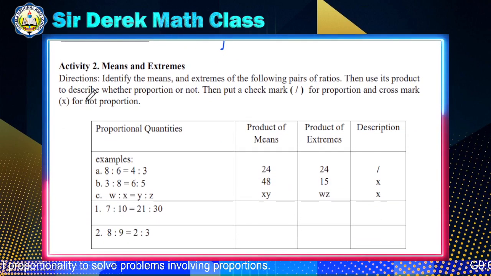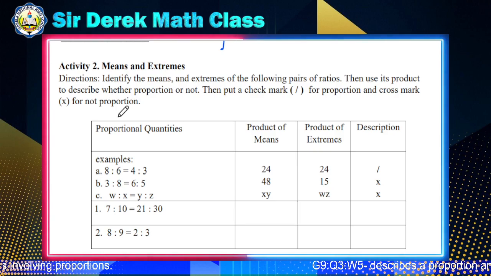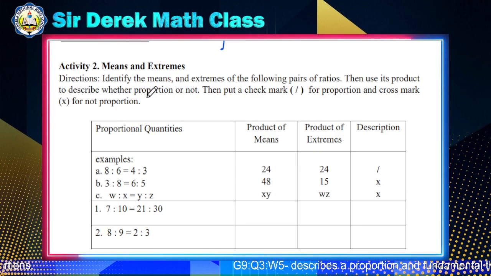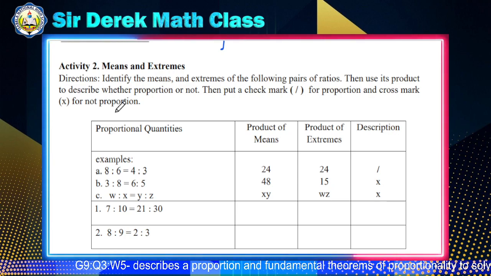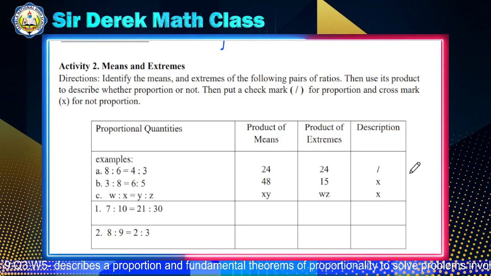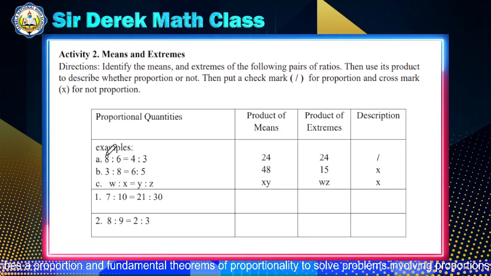2, so the directions is identify the means and extremes of the following pairs of ratios. Then use the product to describe whether proportion or not. Then put a check mark for proportion and cross mark for not proportion. So examples are provided in this activity. So in letter A, yan, means and extremes.